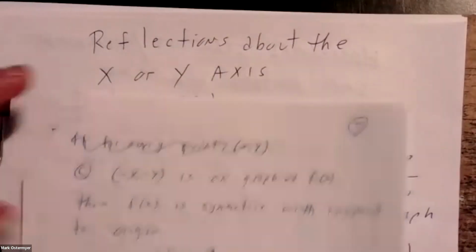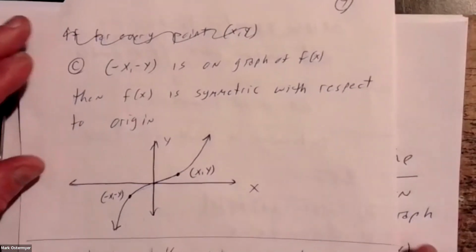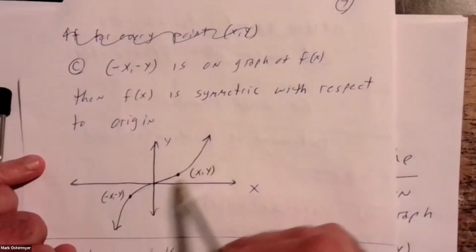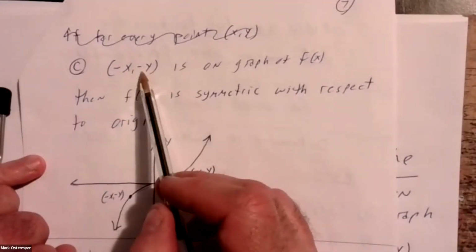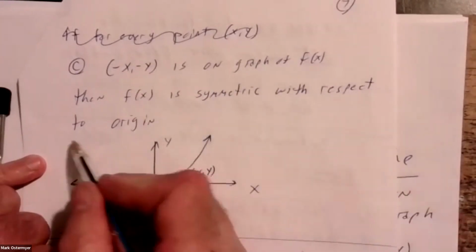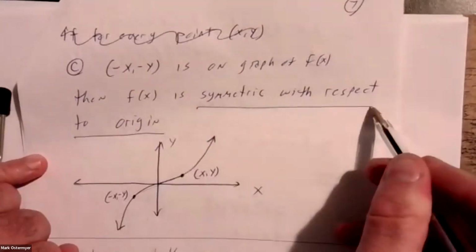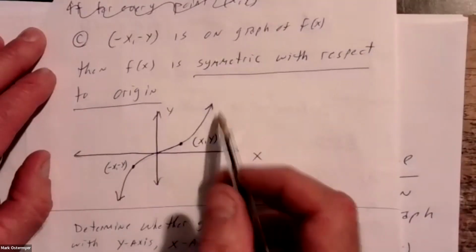Furthermore, ladies and gentlemen, if for any point (x, y) on the graph of a function f(x), there is also a point (-x, -y) on the graph of f(x), then we say f(x) is symmetric with respect to the origin. Such a graph that would illustrate that characteristic would be this one here.